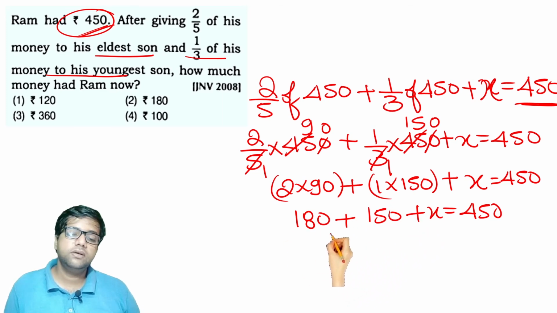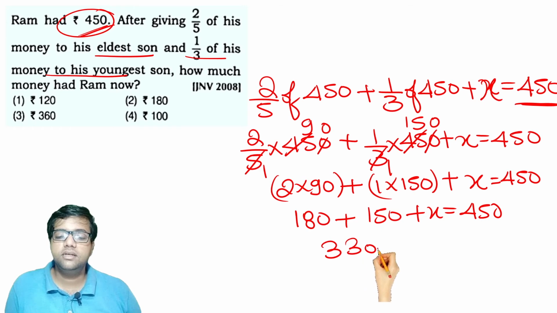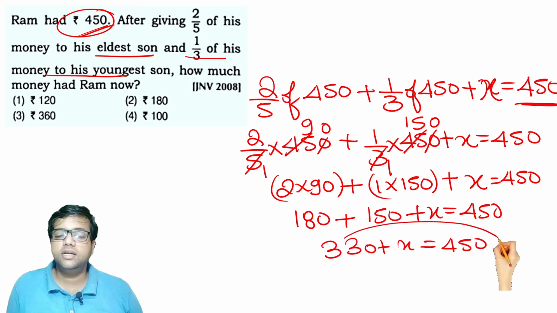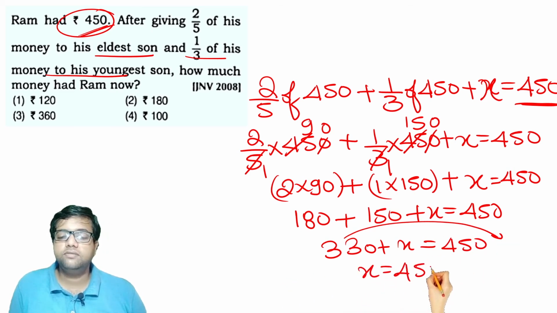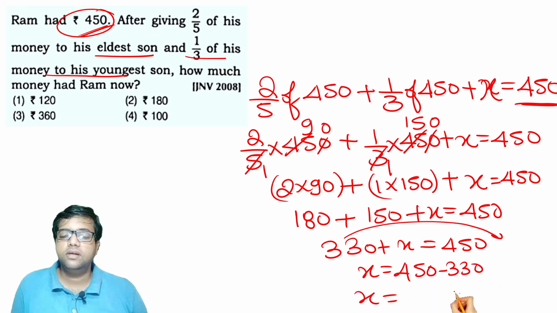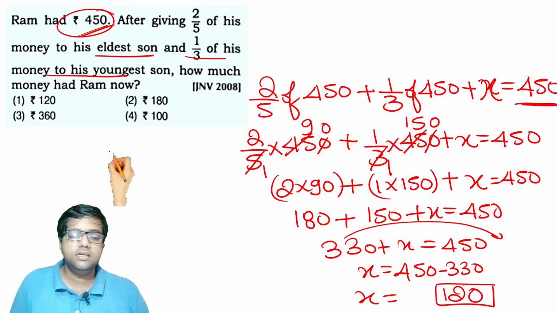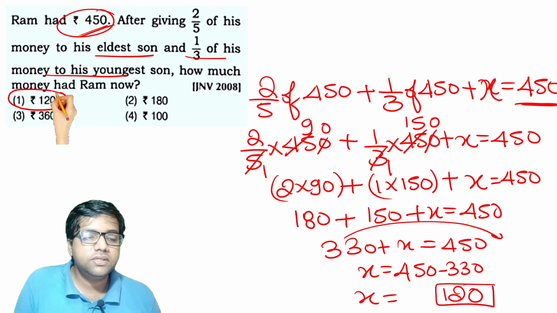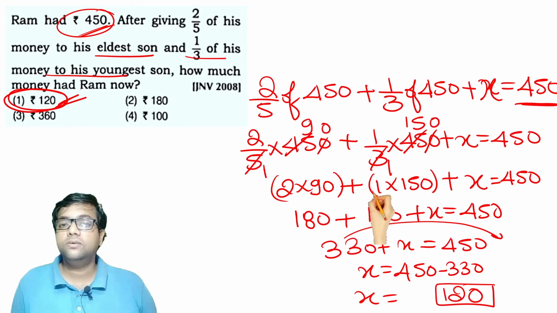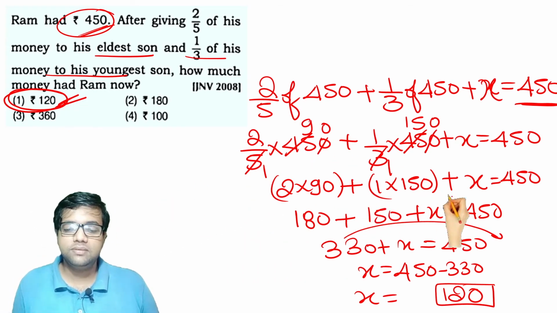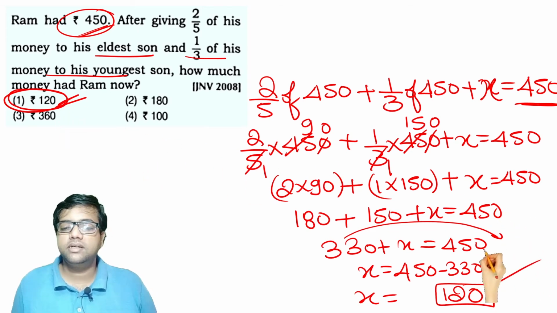180 plus 150 will give you 330 plus X is equal to 450. So this 330 will travel over. It becomes X is equal to 450 minus 330. So therefore X is equal to 120. 120 is the amount with which Ram is left now, after giving the rest of the amount to his youngest son and the eldest son. So 120 rupees is the right answer for this question.